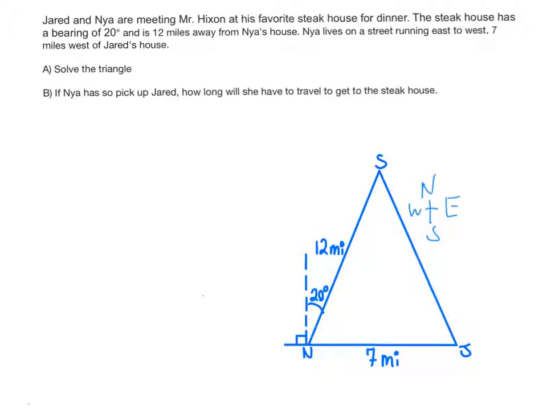Okay, so now that we know those two formulas, we can use them to solve this problem. Jared and I are meeting Mr. Hickson at his favorite steakhouse for dinner. The steakhouse has a bearing of 20 degrees and is 12 miles away from Naya's house. Naya lives on a street running east to west, which is 7 miles west of Jared's house. Part A says solve the triangle, and part B says if Naya has to pick up Jared, how far will she have to travel to get to the steakhouse?